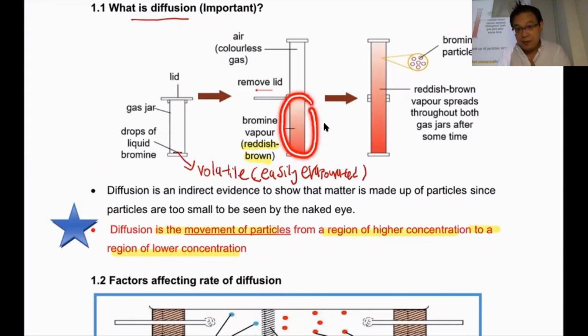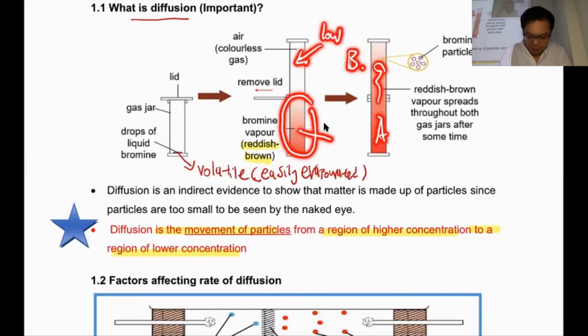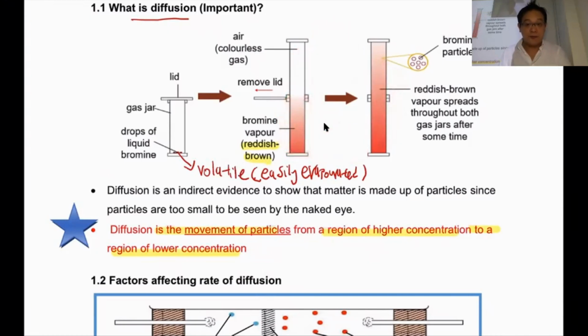But given enough time, the bromine can be easily transferred from point A all the way to point B here. Because at point B, this is low in concentration. At point A, this is high in concentration. That is the meaning of moving from high to low. And that's what you see here. Can you see that? High to low in concentration value. So that's why we say that the reddish vapor spreads throughout the gas jar after some time. Okay, this is pretty straightforward.